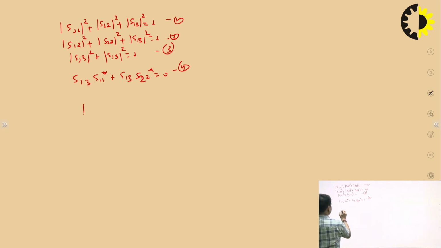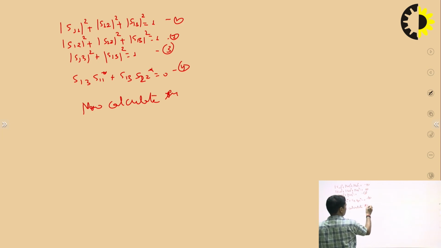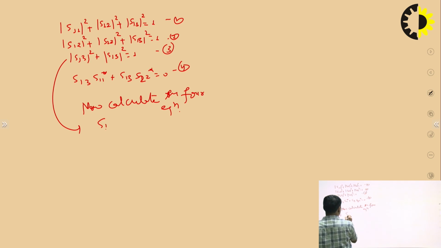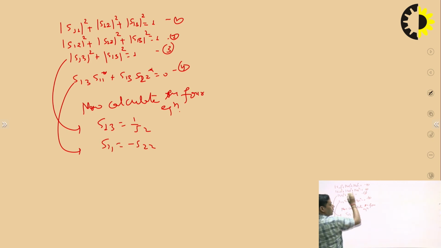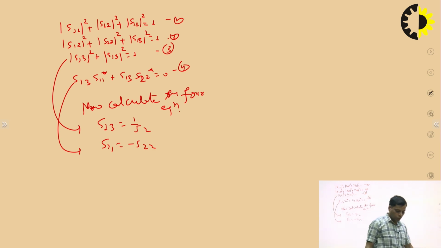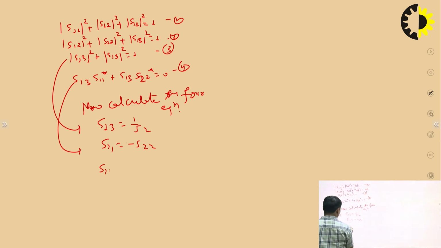Now calculate the above four equations. From equation 3 we can get S13 is equal to 1 by root 2. From this one we can get that S11 is equal to minus of S22. So put all these values in equation 1. So we can get the value of S11 is equal to 1 by 2 here.